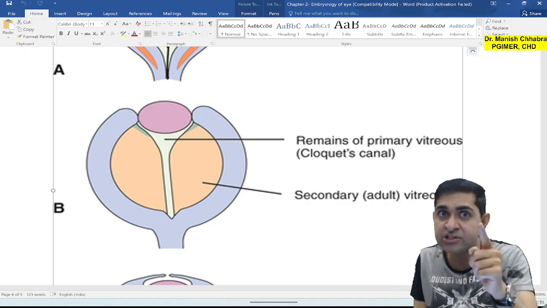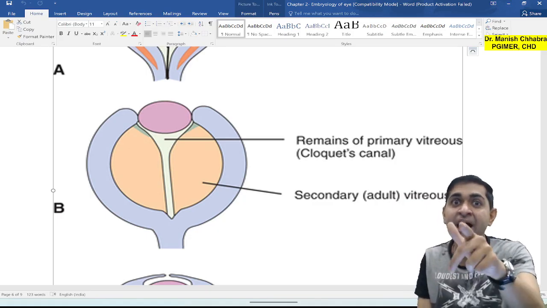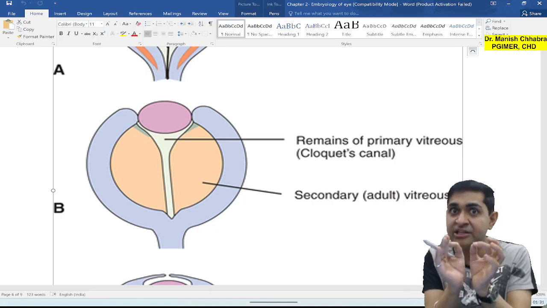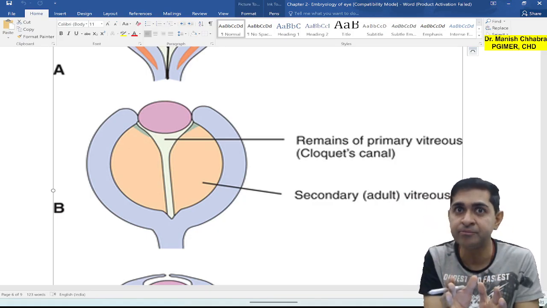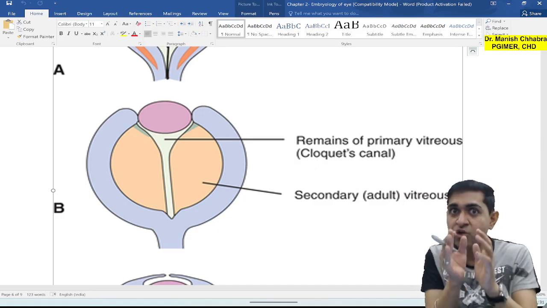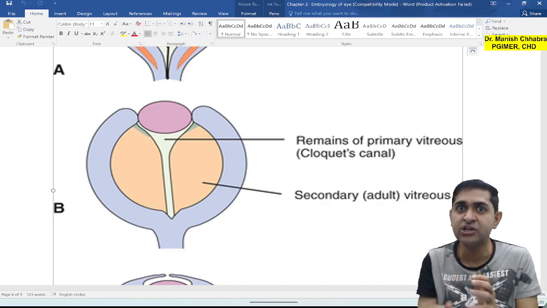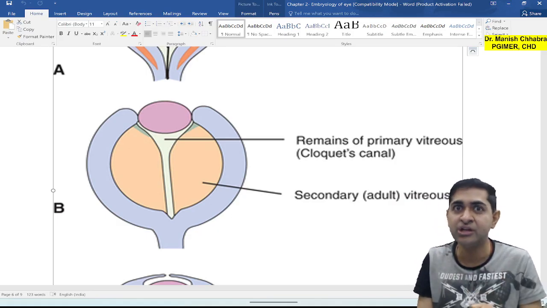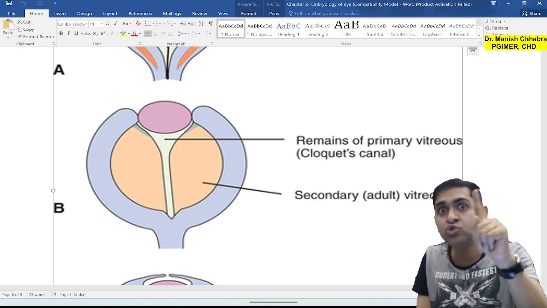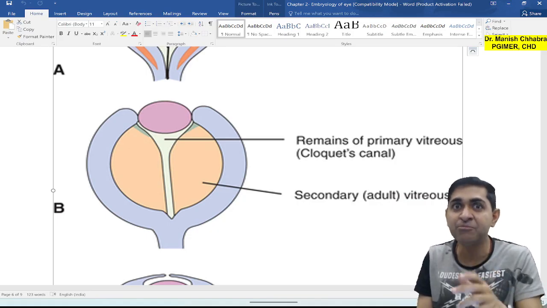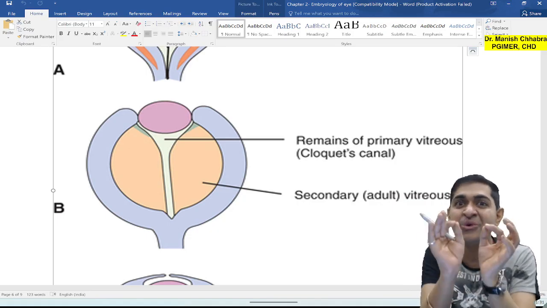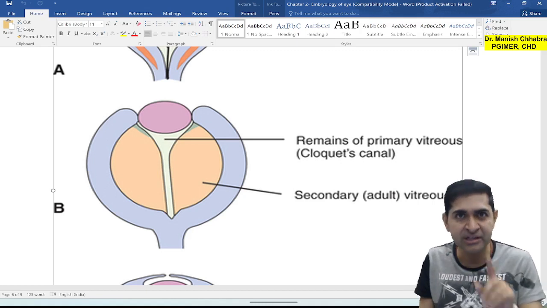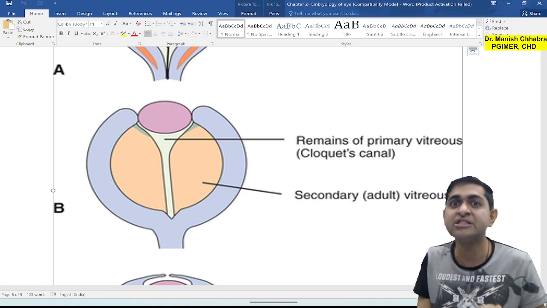So primary vitreous was nothing but remnant hyaloid artery. So that is your mesoderm. But if we talk about secondary vitreous, it is not mesodermal in origin. It is secreted by neuroectoderm. Why? Because optic cup is neuroectodermal in origin. Is it understandable? That is your secondary vitreous.